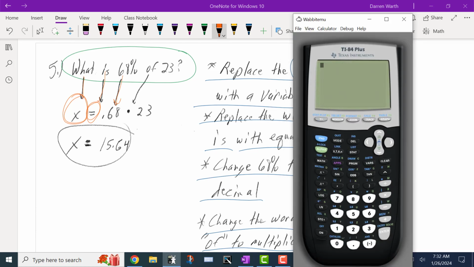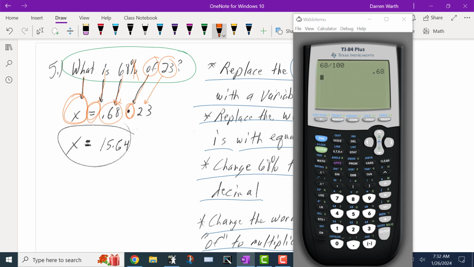Remember, you just drop the percent sign. So we drop this percent sign, take 68 and divide that by 100. When I take 68 divided by 100, I get 0.68. Now we've got to remember that of in mathematics means times, so we use this little dot here to represent our multiplication. And then we've got 23.